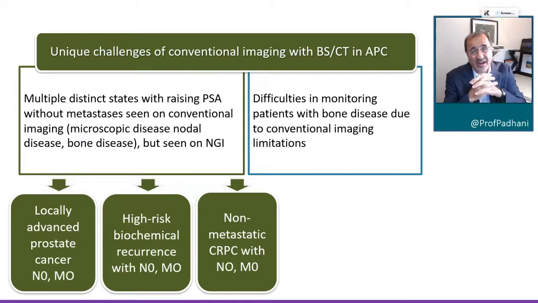So with that background, we also recognize that CT scans and bone scans are not perfect, because we often have rising PSA levels and we don't see anything at all in a number of disease states. So locally advanced prostate cancer with nothing seen on a bone scan or CT scan, high-risk biochemical recurrence, for example, we don't see anything on a bone scan and a CT scan. And there's this condition called non-metastatic castration-resistant prostate cancer, where we don't see anything at all on a bone scan or CT scan. When you do PET scans in these patients, you will see something.